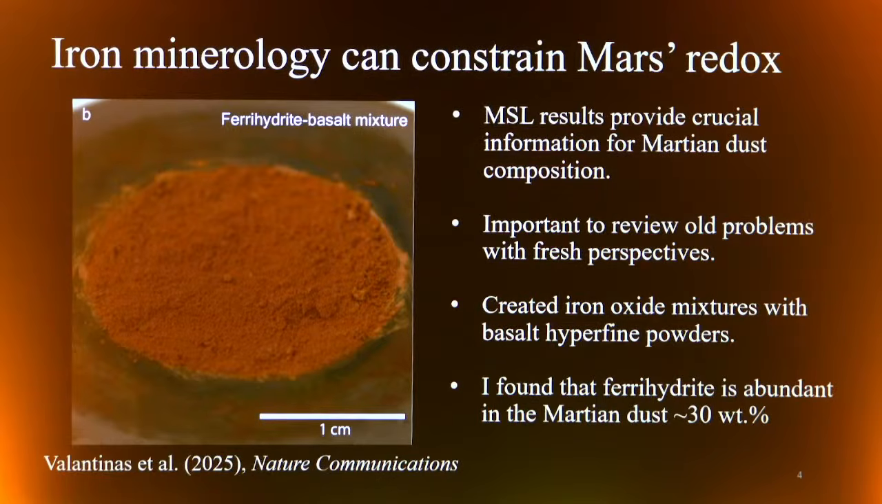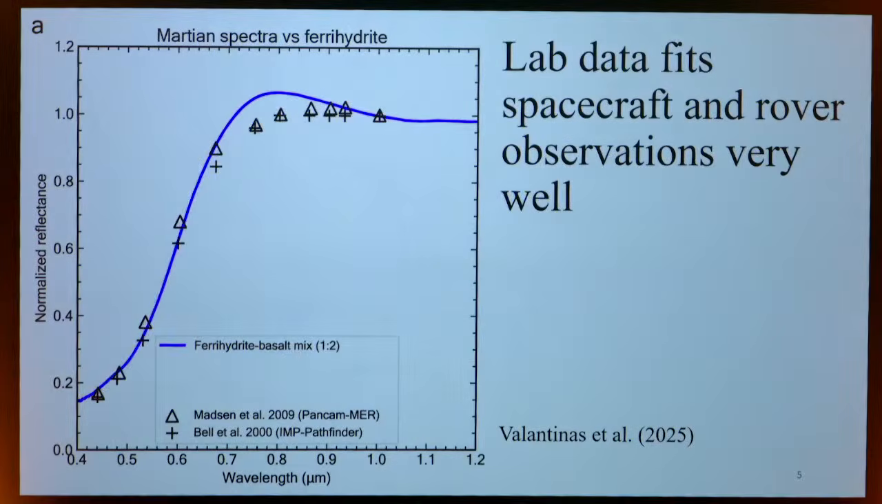But I feel like a lot of these results are important, and I've not shown them before to the community. So I think it's good to recap this quickly. Also, what's interesting is that we found that in the Martian dust there may be up to 30% by weight ferrihydrite, so it's not 1 or 2%, it's actually quite significant. So let's go quickly into the results.